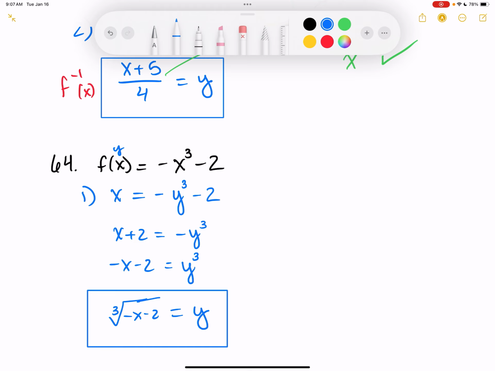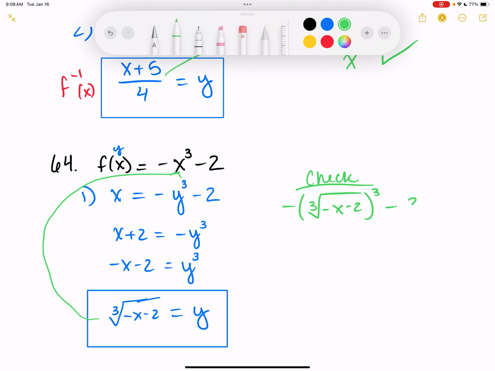Now, when we were doing the problems that we had for the verifying, we didn't have one that was like this, so this one's going to look a little different in our checking. So here, I'm going to plug this in up here for x, so I'm going to have negative, then I would put it in parentheses, the cube root of negative x minus 2. And that whole thing is getting cubed. Minus 2.